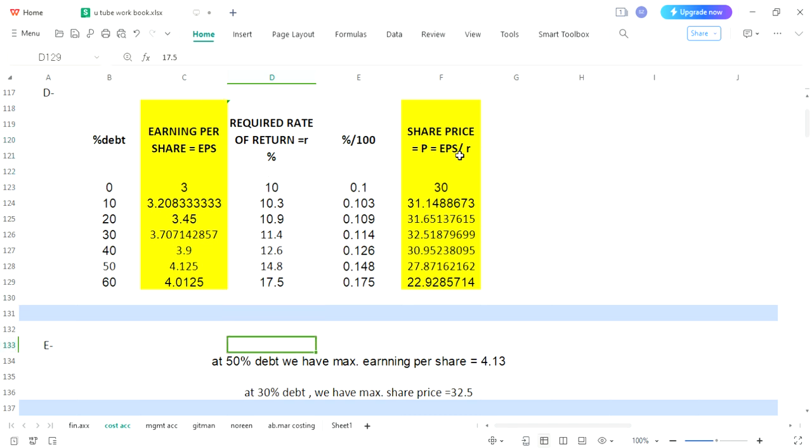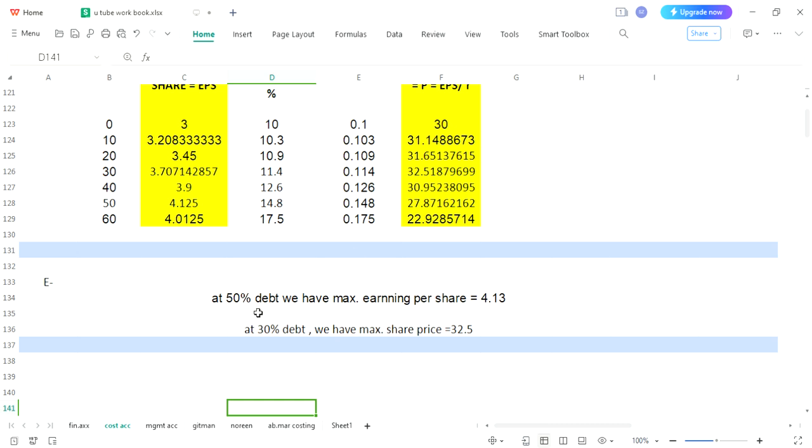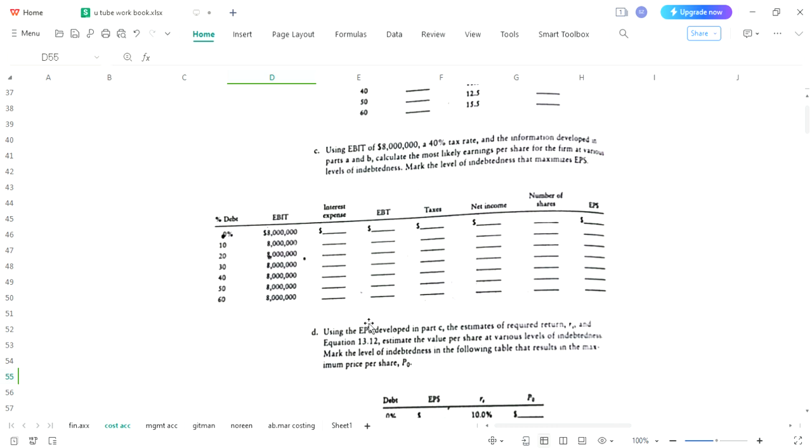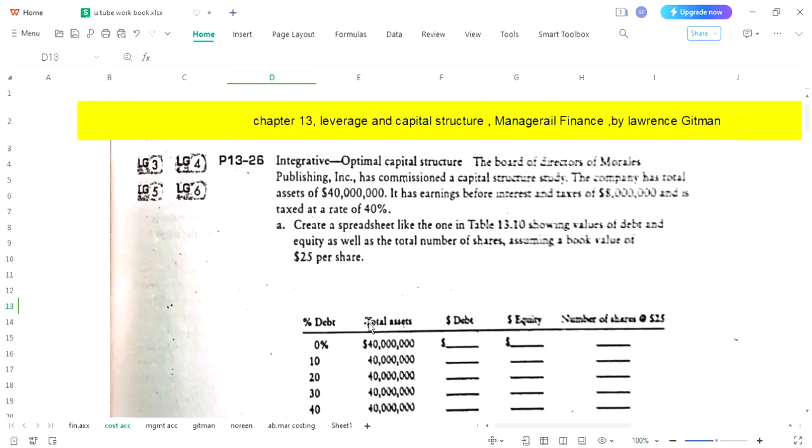Discussion was made on why we should not take more than 50% of debt, because earning per share dropped after 50%. And why we should not take debt more than 30%, because after that share price dropped. So in this way our A to E parts are solved. Question 13.26 is comprehensively solved, and I usually share with you.